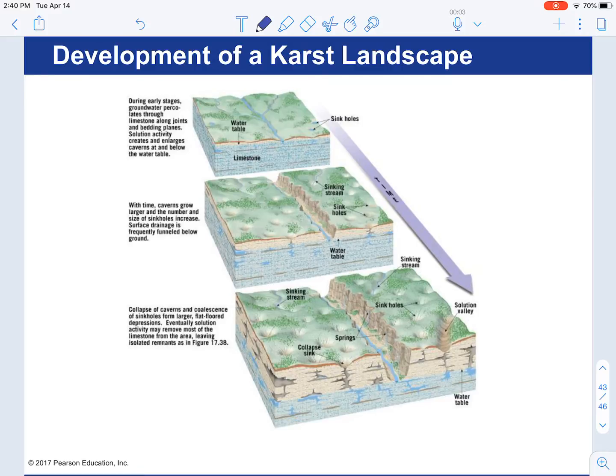On Friday, I'm going to introduce our next lesson, which is going to be a current event application of groundwater and surface water. So stay tuned.